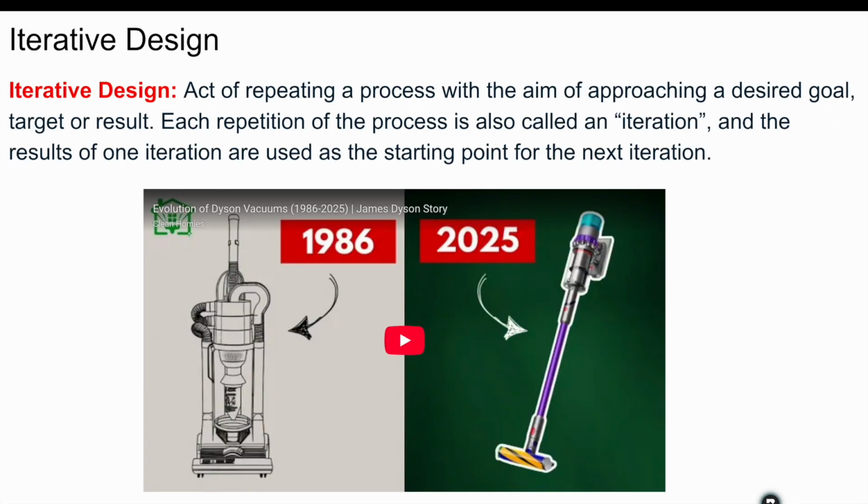Now, the iterative design cycle, the act of repeating a process with the aim of approaching a desired goal, target, or result. Each repetition of the process is also called an iteration, and the result of one iteration are used as the starting point for the next iteration. And you should definitely watch this video. It's about Dyson and how he invented the vacuum cleaners that we have today. So it's a very important video. It's a very important idea. And it really points out the number of iterative designs that Dyson went through in order to get from his first initial concepts into what we have today.